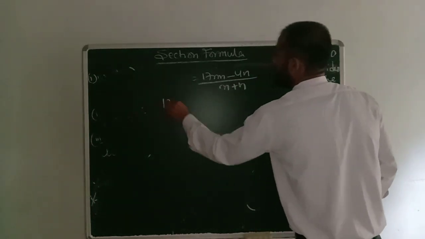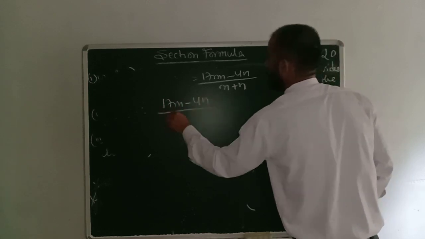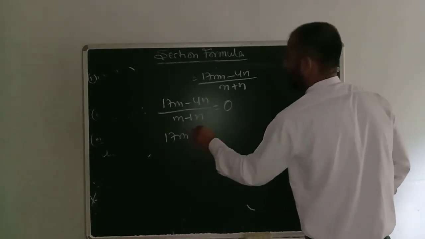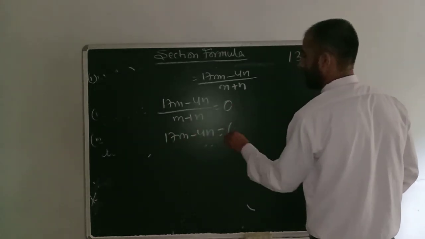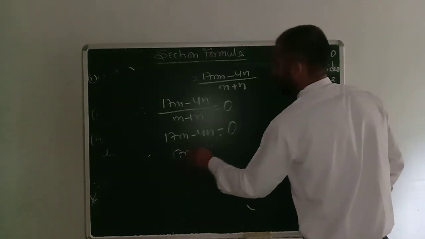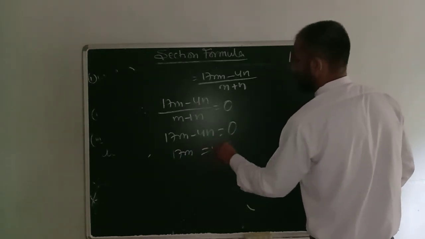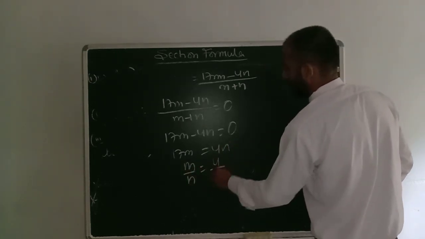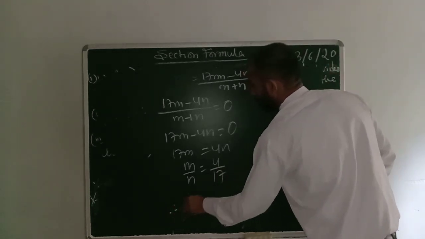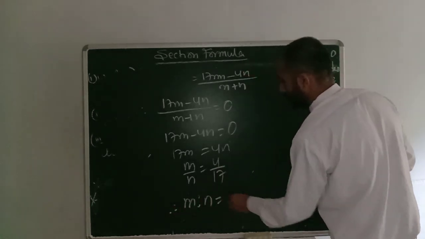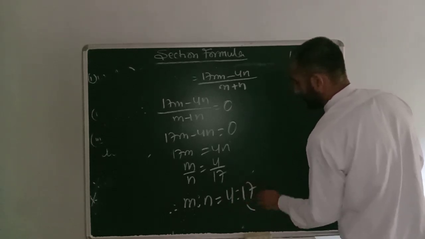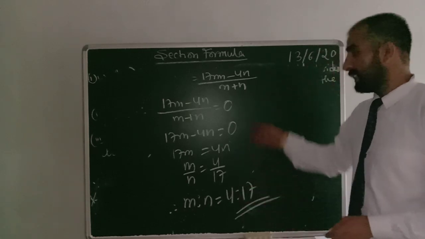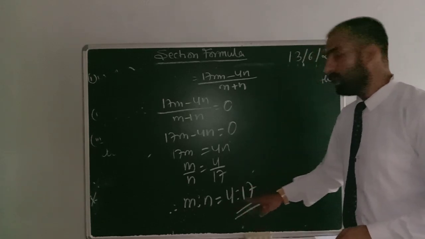Therefore, 17m minus 4n by m plus n equals 0. Cross multiply. 17m minus 4n equals m plus n into 0, which is 0. So 17m, bringing this to the other side, that is 4n, m by n equals 4 by 17. Therefore, m is to n equals 4 is to 17. Therefore, the required ratio in which the y-axis intersects the line AB is 4 is to 17.